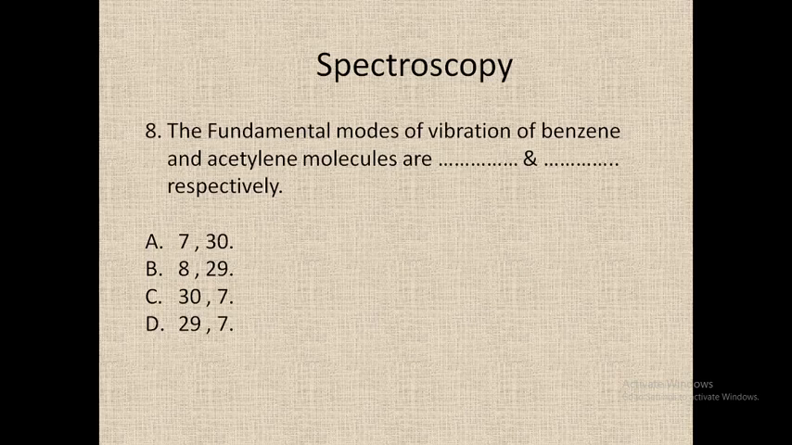Let's go for the next. The fundamental modes of vibration of benzene and acetylene molecules are dash dash and dash dash respectively. So here two compounds are given and we have to find out their fundamental modes of vibration. So again we have to check whether they are linear or non-linear. So we know that benzene is non-linear and acetylene is linear. So let's put those values in the corresponding formula.